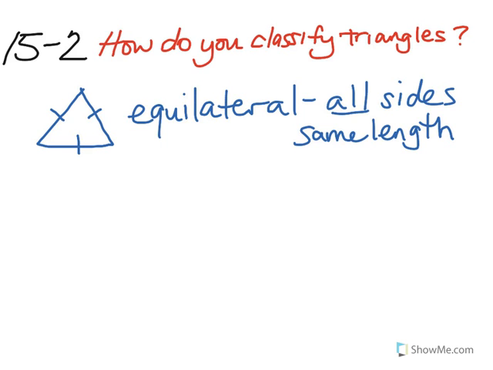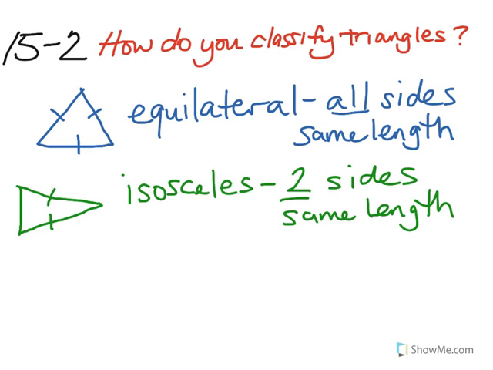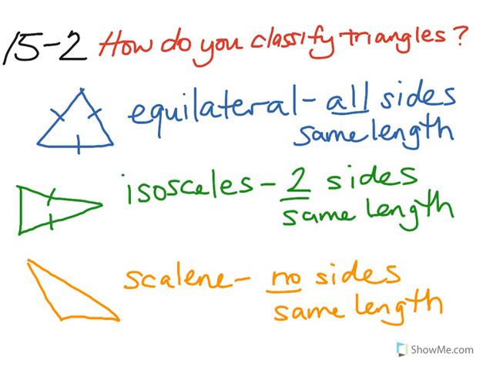An equilateral triangle has all sides of the same length. An isosceles triangle has 2 sides that are the same length. And a scalene triangle has no sides that are the same length. If you're missing any of these in your notebook, please add them now.